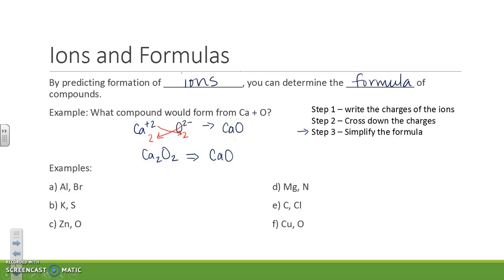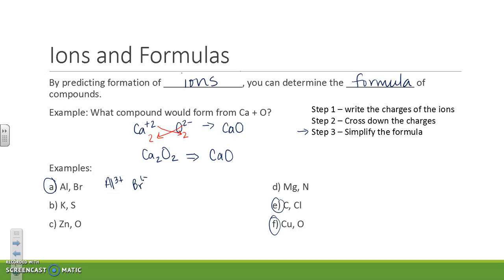All right. So here are some examples. I'm going to do 3 of them with you, and then I want you to try the other 3 on your own. All right, so let's say we'll do A, we'll do E, and we'll do F. Okay. All right, aluminum. Aluminum has a +3 charge. How do we know? Because it's in group 13. And bromine has a -1 charge. How do we know? Because it's in group 17.